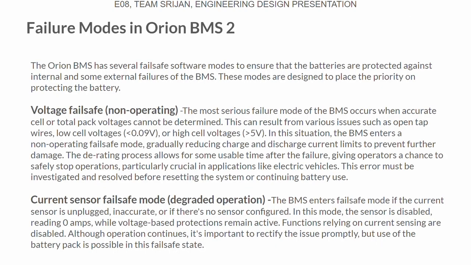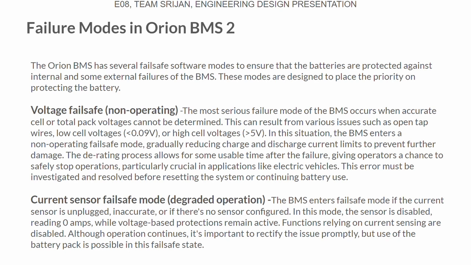Next are various failure modes in Orion BMS2. Number 1. Voltage failsafe. The BMS cannot accurately determine cell or total pack voltage due to issues like open tap wires or extreme cell voltages. It enters a non-operating failsafe mode. Here, it gradually reduces charge and discharge current limit to prevent further damage. This allows operators time to safely halt operations, crucial in applications like electric vehicles. It's essential to resolve this error before resetting the system or resuming battery use.